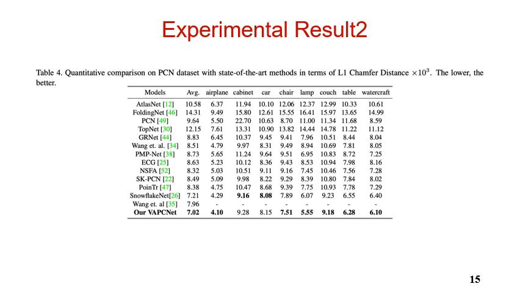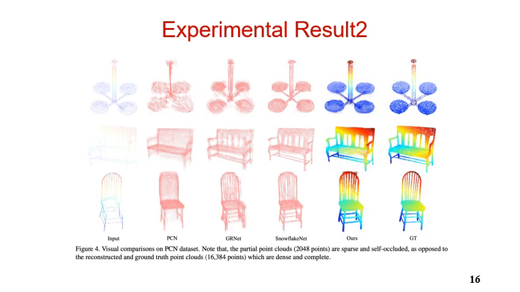From Table 4, we can see that the proposed method achieves comparable performance to SnowflakeNet in the categories of cabinet and car. For other categories, the proposed method outperforms other methods. In Figure 4, we show the visualized results on the PCN dataset, and we can conclude that the proposed method can recover better complete shapes than other methods.